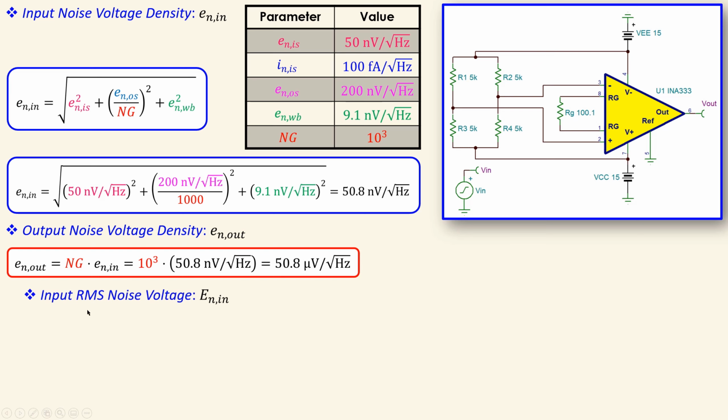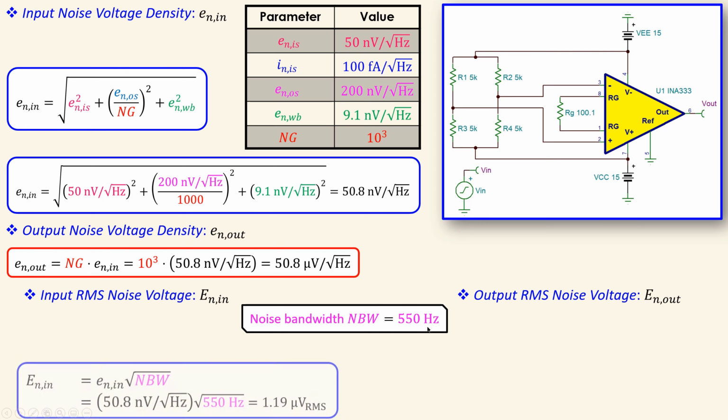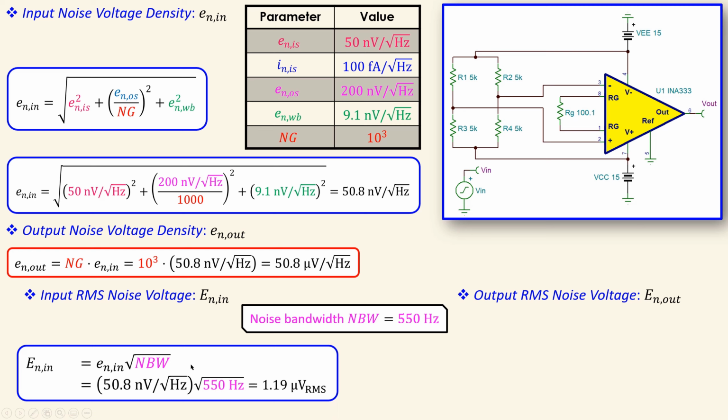Okay, the next one is of course we would like to go to the RMS value. So the input RMS noise voltage is calculated using the noise bandwidth, and that is also for the output RMS noise voltage. The noise bandwidth was 550 hertz. So I will do the following expression and calculate this times the square root of our noise bandwidth, and if I now substitute the required values, I will get 1.19 microvolts RMS.